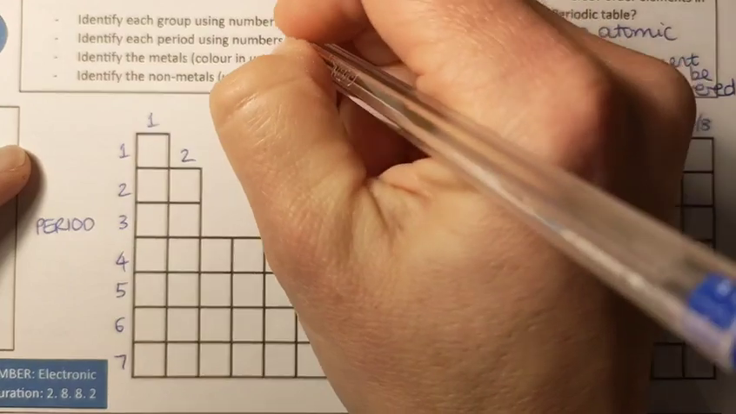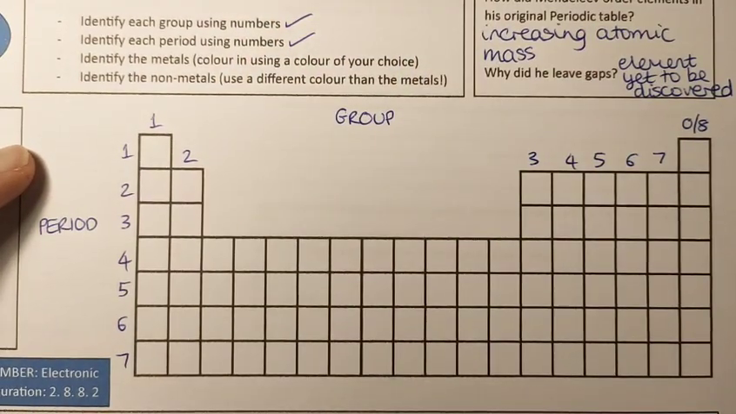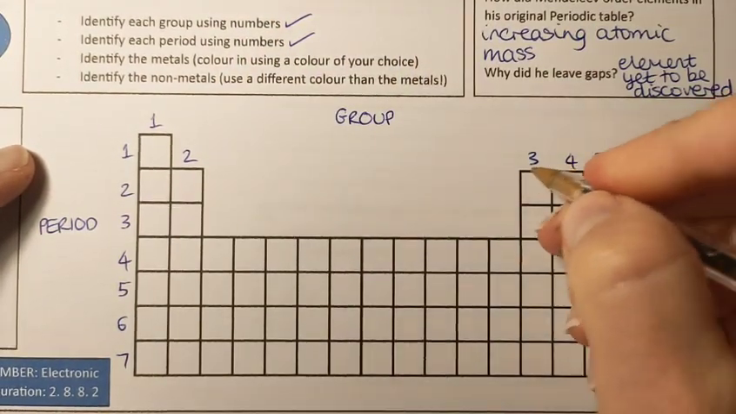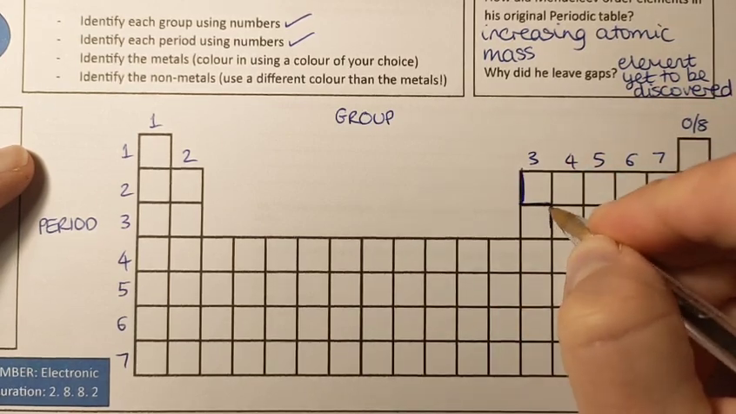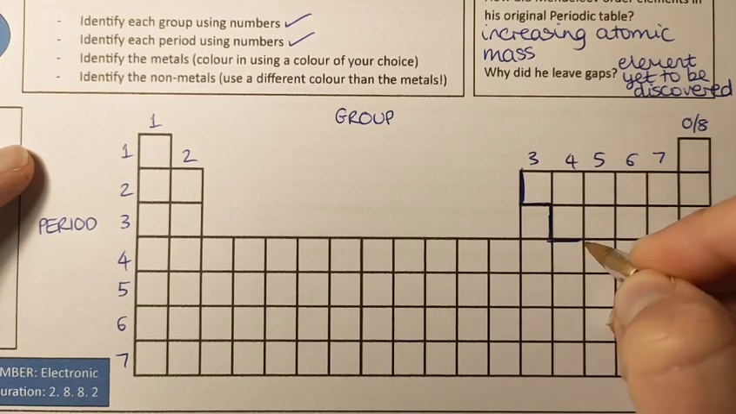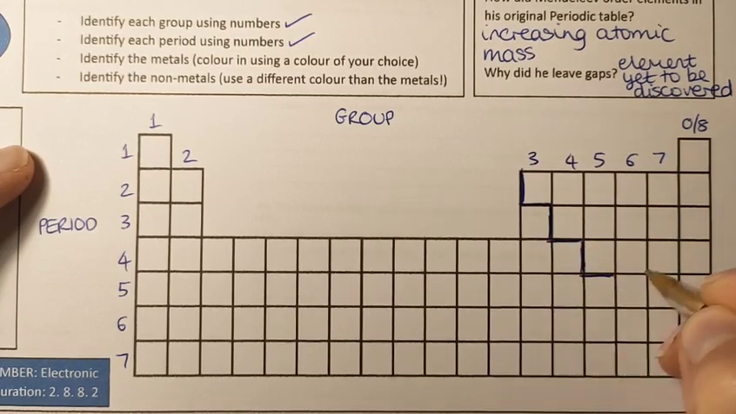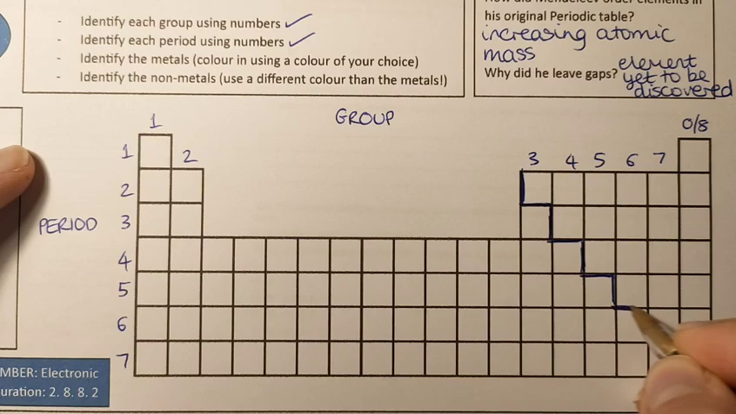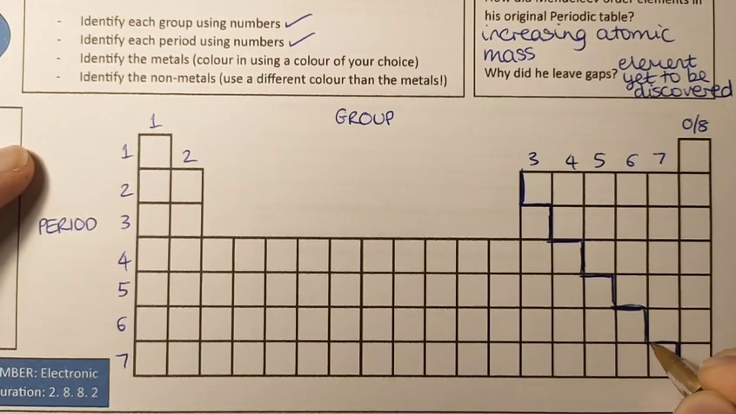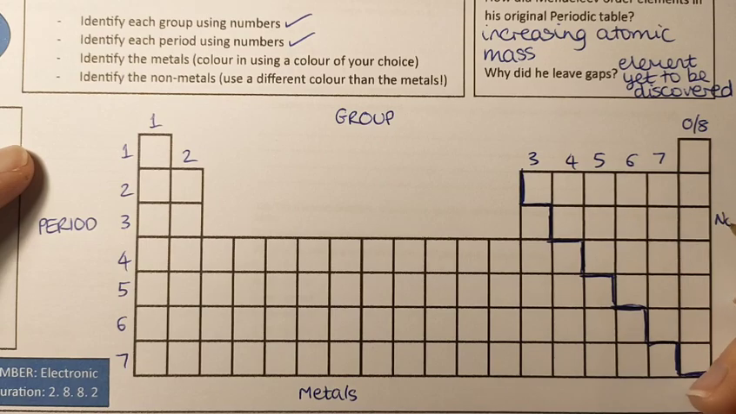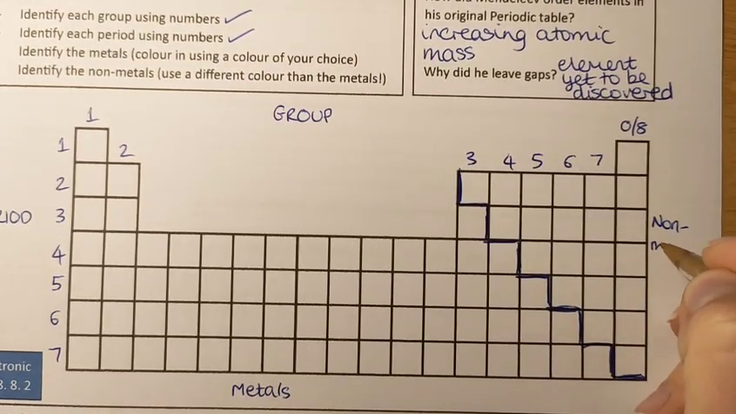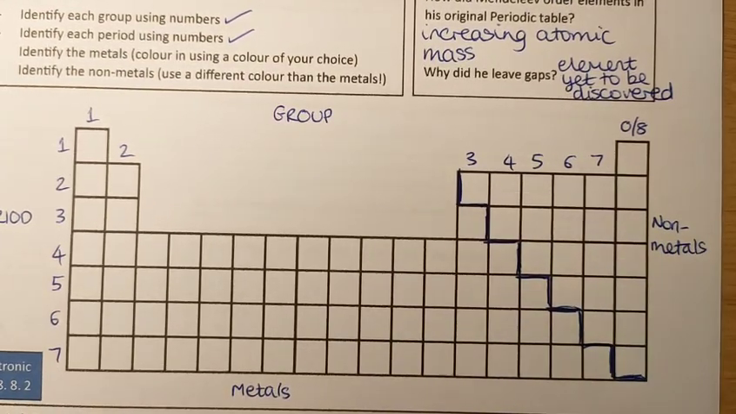So we've done that. Identify the metals, colour in using a colour of your choice. So we've got a step that goes along here in the periodic table. I'm just going to put that down with my pen just to do the outline. That separates the metals from the non-metals. Metals are over this side, and then the non-metals are over this side. So I'm going to use two different colours.